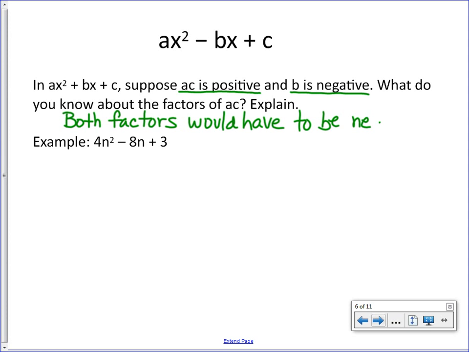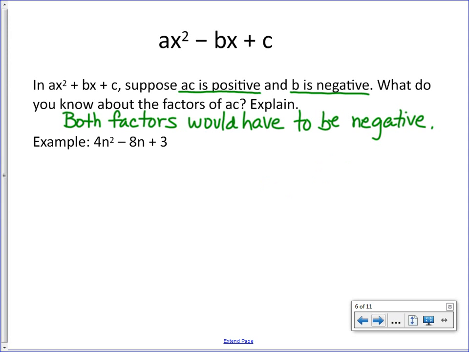And the reason we know this is a negative times a negative is equal to a positive number. All right? And a negative plus a negative number is always going to be equal to a negative number. So for this reason, we know that both of them would have to be negative. All right, so let's take an example. In this case, our example, we have 4n squared minus 8n plus 3.